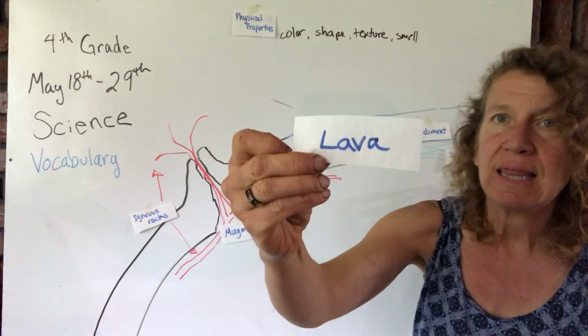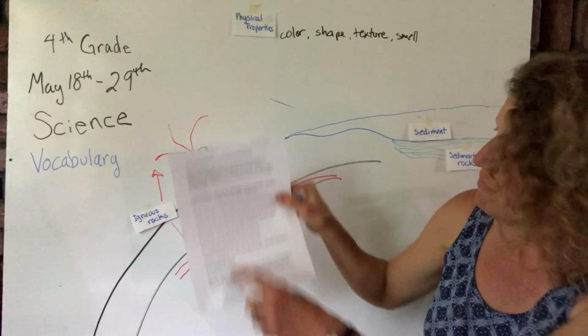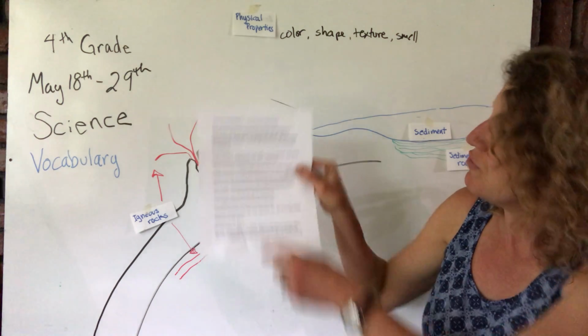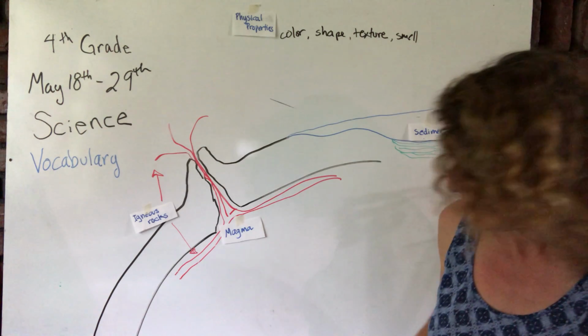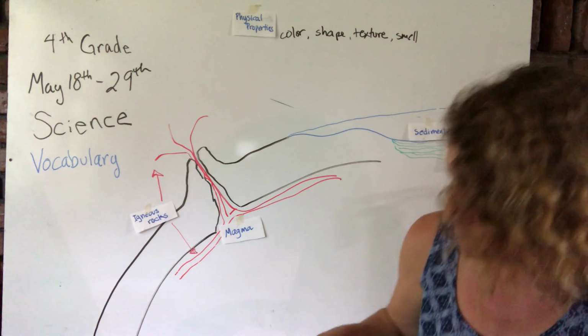Next, lava. Definition: magma that has reached the surface of the earth. Aha, this stuff coming out. That's our lava.